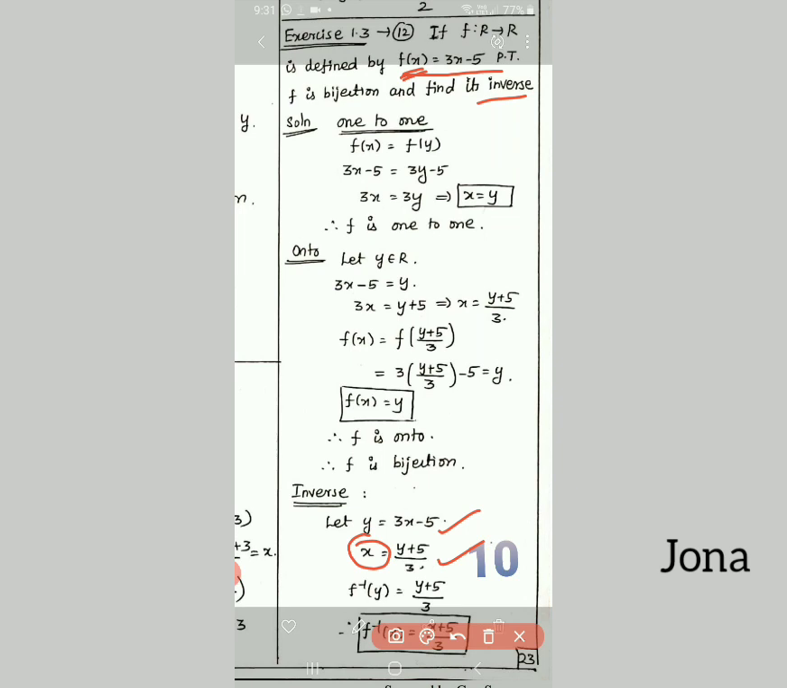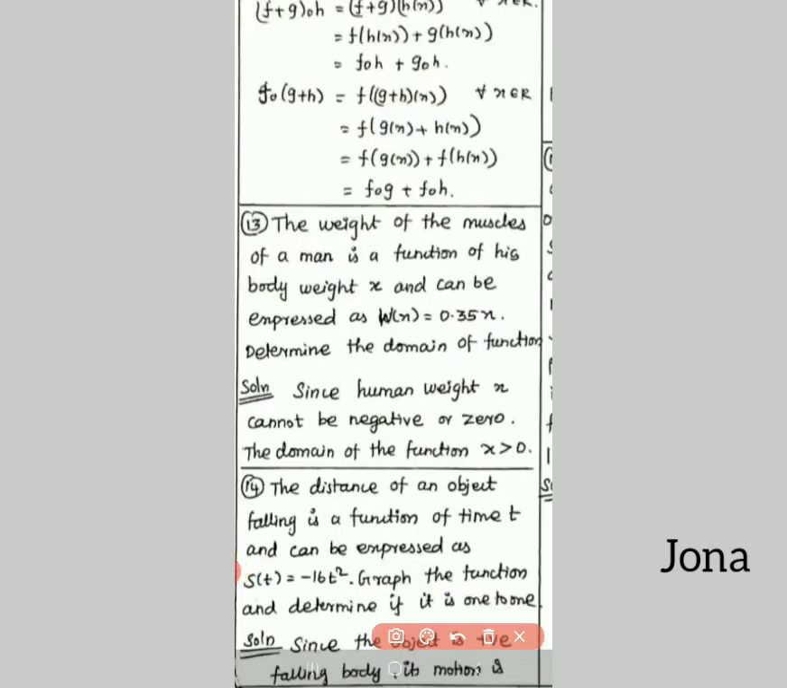So f inverse of x equal to (x plus 5) by 3. Okay. So this is the inverse function of the given function f of x equal to 3x minus 5. Is it clear?